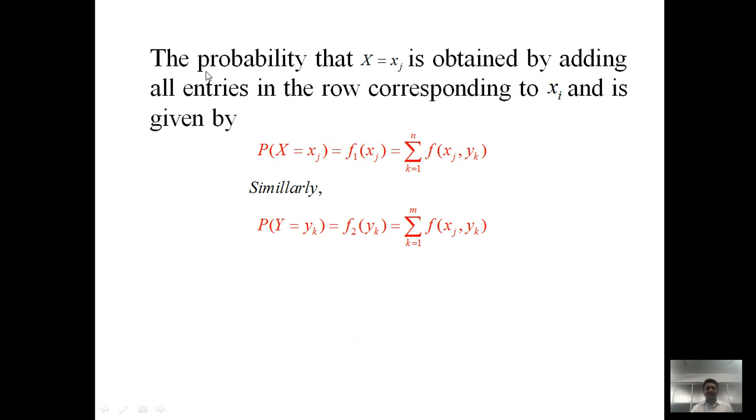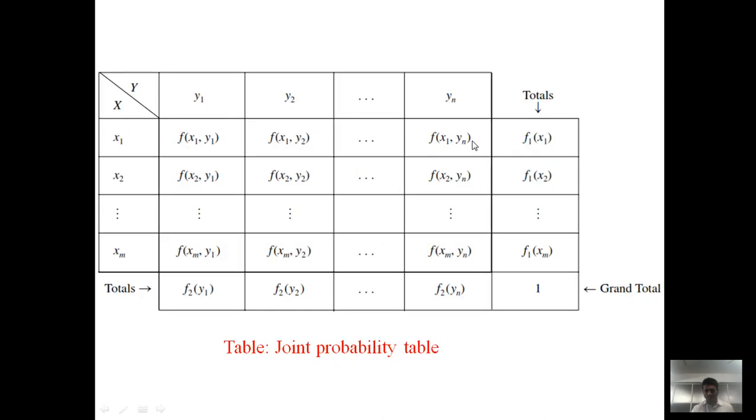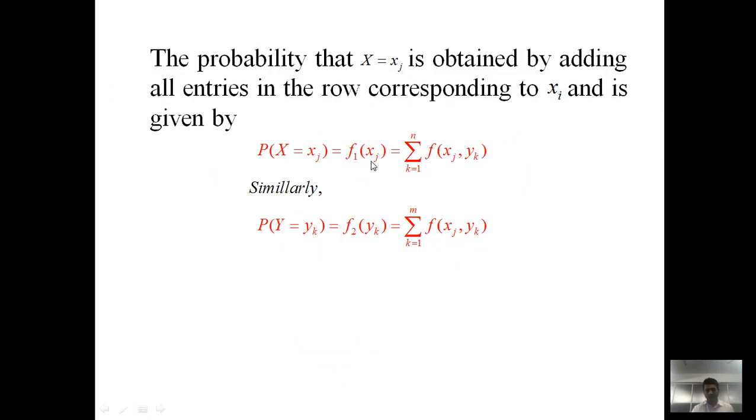Now, one of the properties is that the probability that x is equal to xj is obtained by adding all entries in the row corresponding to xi. So to obtain the probability f1 of xj, we have to add all these elements, and the same property tells us that f1 of xj is just the sum over k from 1 to n of f(xj, yk).